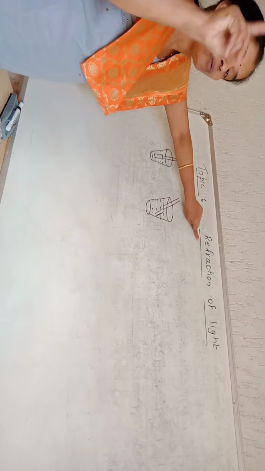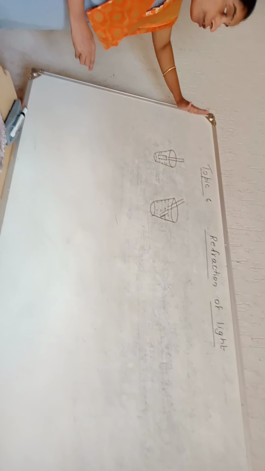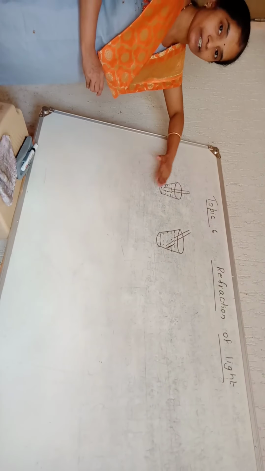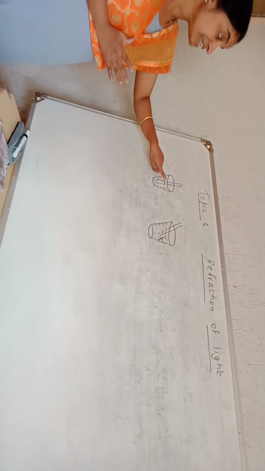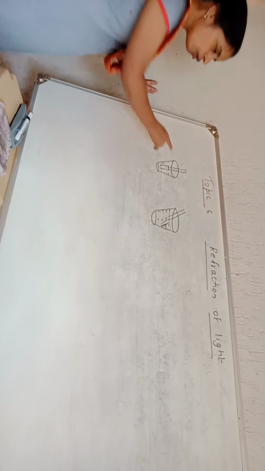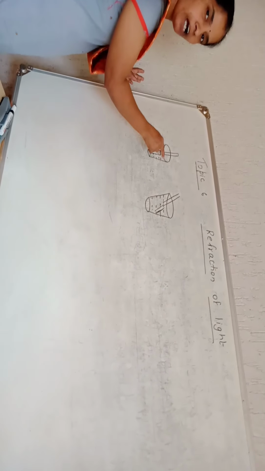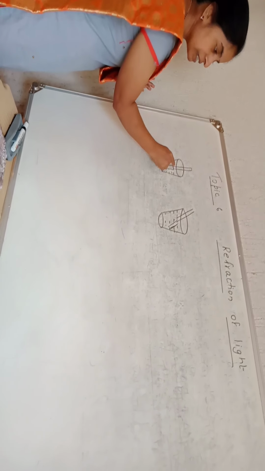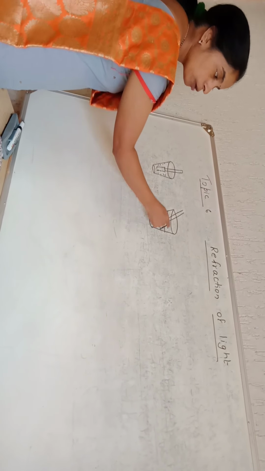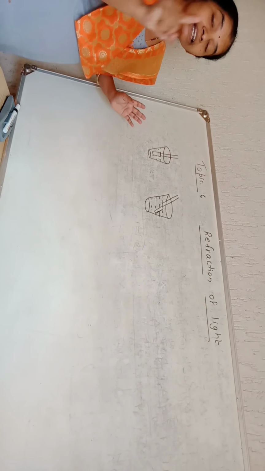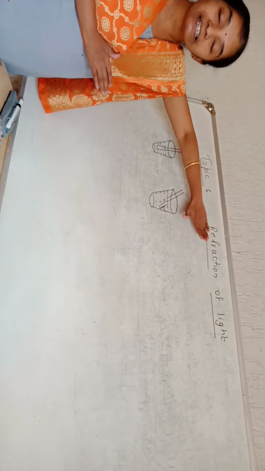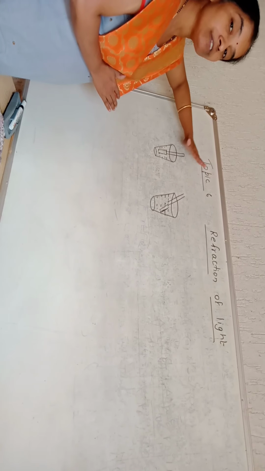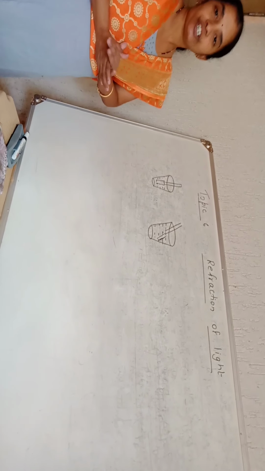Once again, what is refraction? When light travels from one medium to another, that is air to water, air to glass, air to any other transparent medium, then at the surface, not everywhere, only at the surface of separation between the media, here, this is the boundary between air and water. Only there light bends. This phenomenon of bending of light at the surface of separation when it travels from one transparent medium to the other is called refraction of light.